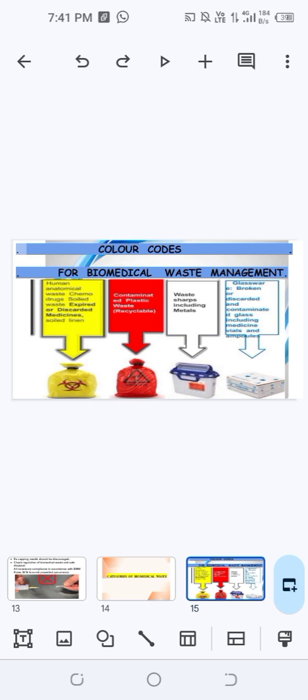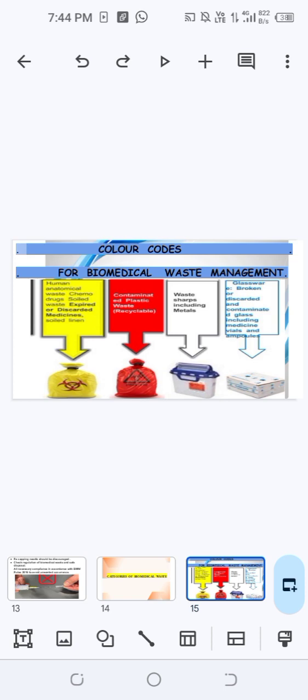Then coming to the red bucket, the plastic containers like the IV sets, IV tubes, everything will be discarded in the red bucket. Even the syringe plunger you can discard in the red bucket. Gloves you can discard in the red bucket. Coming to the blue box or the blue bucket, you can discard the sharp instruments like ampoules, vials, broken glass, everything will be discarded in the blue bucket.